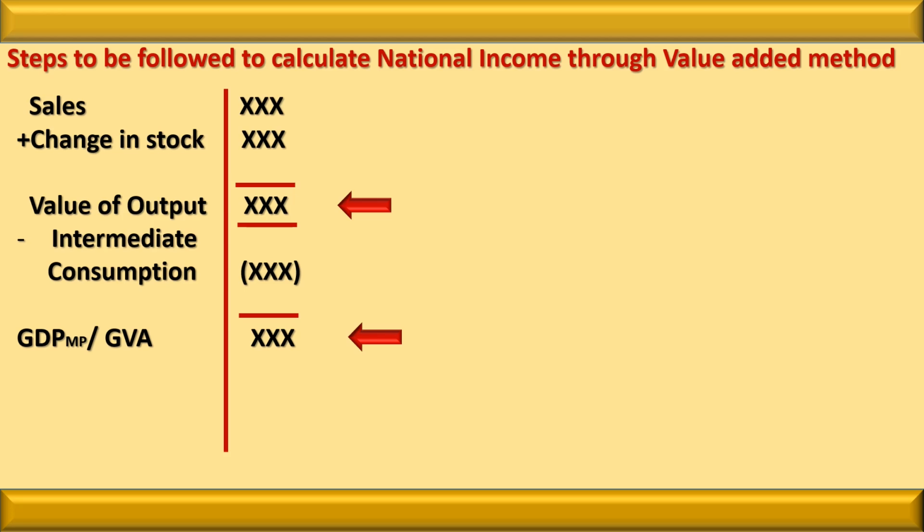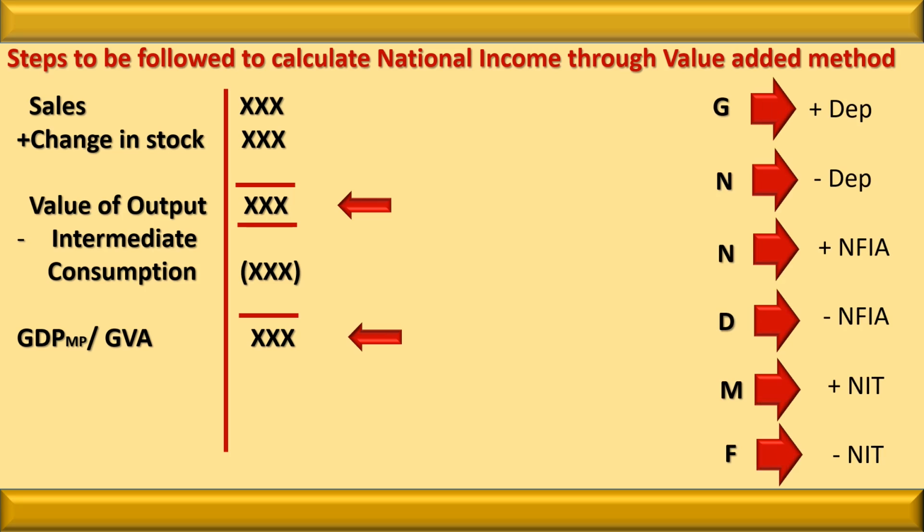We know national income means NNPFC. What is national income? NNPFC. So by applying the value added method, we will get GDPMP. Now we have to convert this aggregate into another aggregate, that is NNPFC. How to convert it? Firstly, G should be converted into N. How can we convert G into N? By deducting depreciation. Then what we have to do? We have to convert D into N. Second component, D into N means we have to add NFIA.